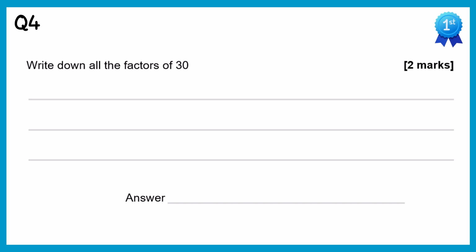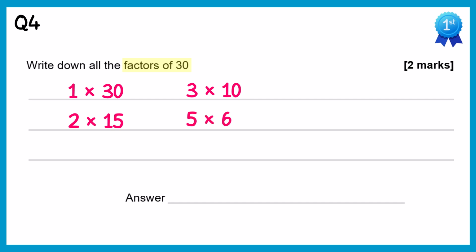In this question, we need to write down all of the factors of 30. Factors of a number are numbers that divide into it without a remainder. So we're looking for pairs of numbers that multiply to make 30. We've got 1 and 30, 2 and 15, 3 and 10, and 5 and 6. So the factors of 30 are 1, 2, 3, 5, 6, 10, 15, and 30.